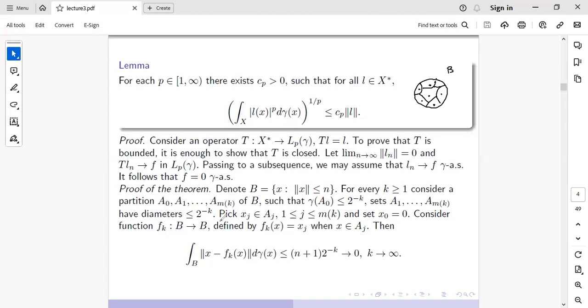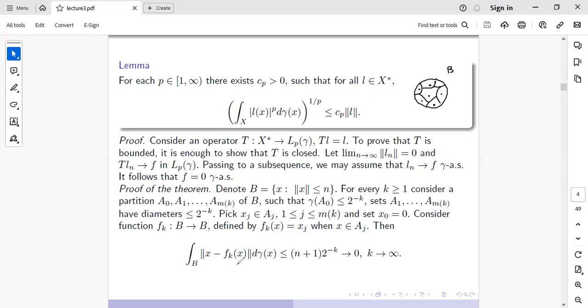So it follows that we can find a partition A_0 to A_m such that the measure of A_0, this is like the small part that remains, is less than 2 to the power minus k, and the diameters of sets A_1 to A_m are also less than 2 to the power minus k. And let's pick a point x_j from each set of this partition, and let's agree that x_0 is 0. And now consider the function f_k, which on each set of the partition takes the value x_j.